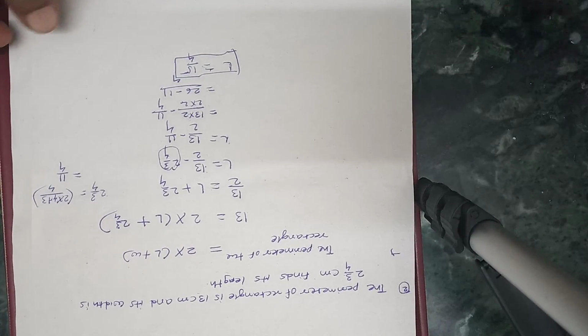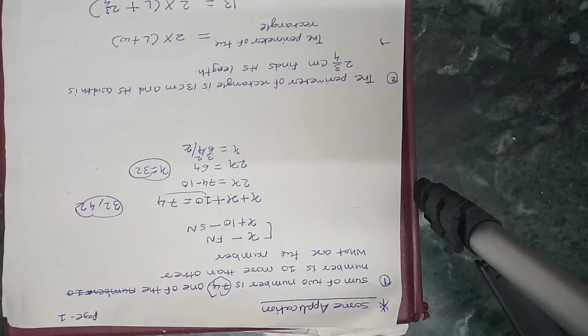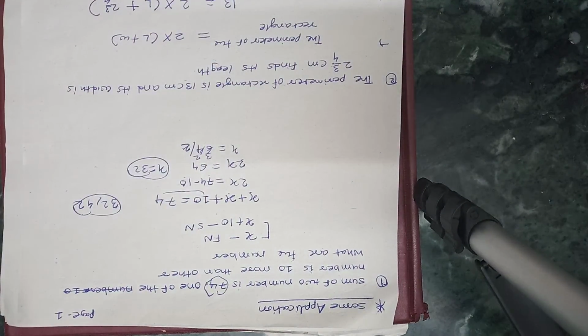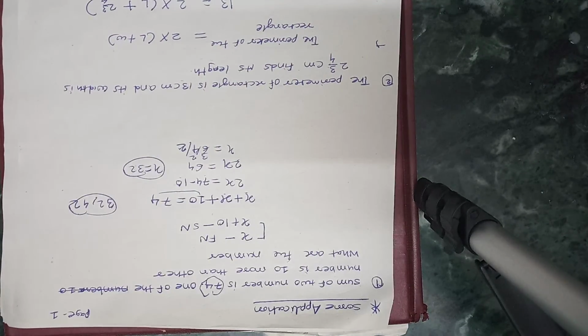So I have shown you two examples. First one is about number calculation, second one is perimeter calculation.